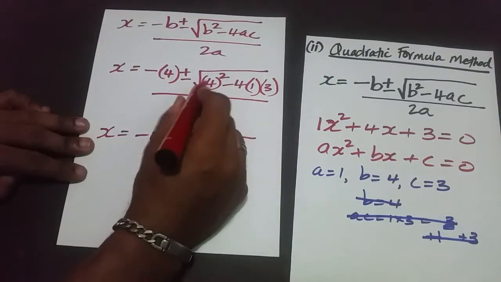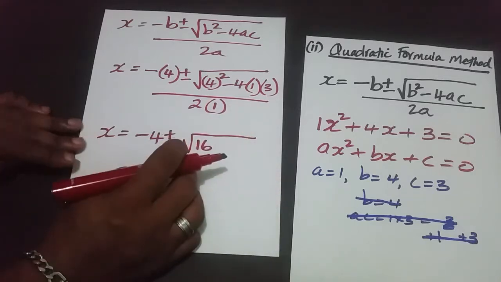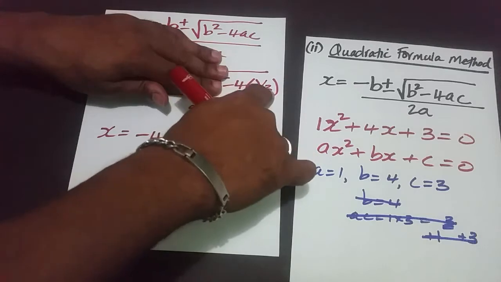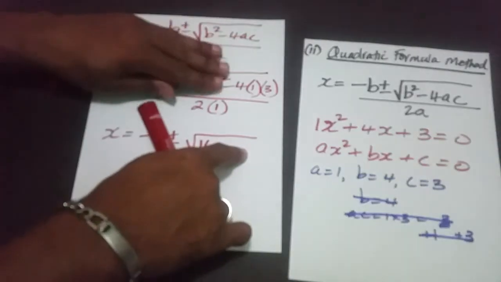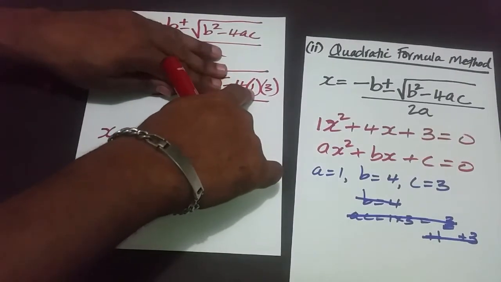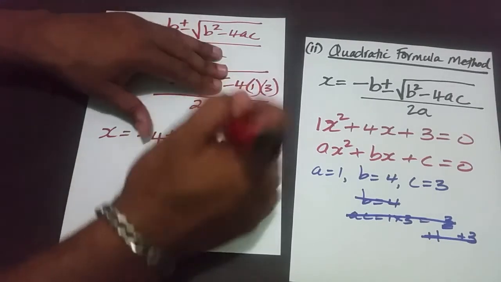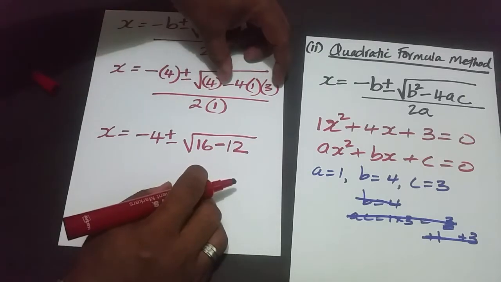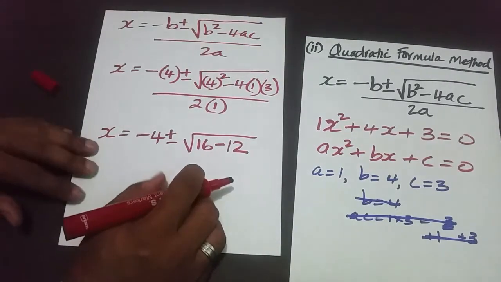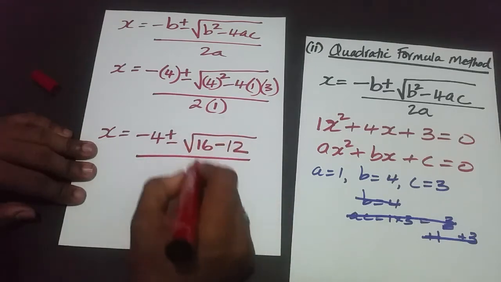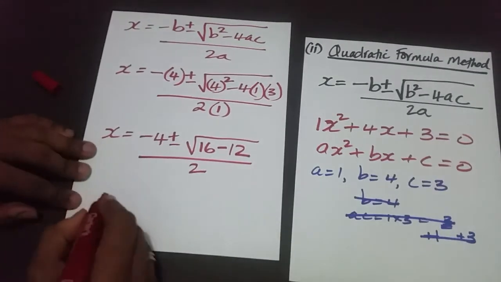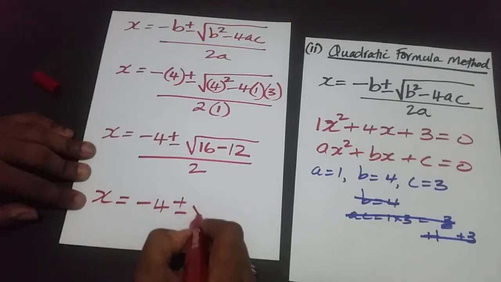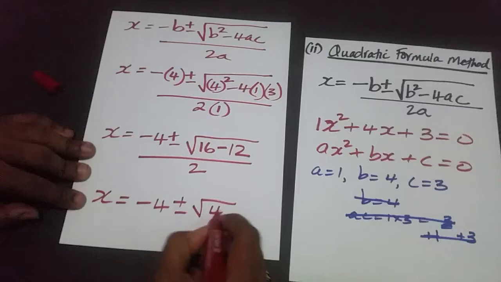And this is going to be 4 all squared, which is 16. And this part here, make sure you don't make any mistakes, because in some questions you're going to have minus signs in the bracket. So always cover this part and say minus 4 times 1 is minus 4, and minus 4 times 3 is negative 12. So always take your time when you're doing this part. Caution. Divided by 2 times 1 is 2. Nice. So we're going to have x equals minus 4 plus or minus the square root of 16 minus 12, which is 4.